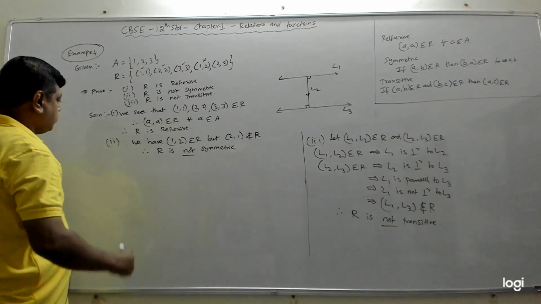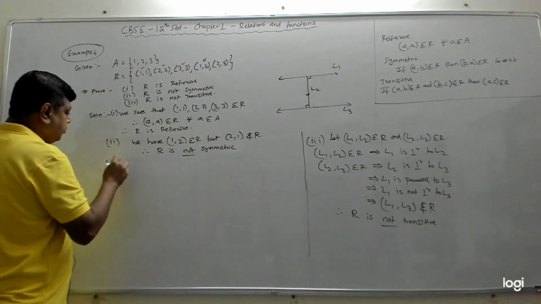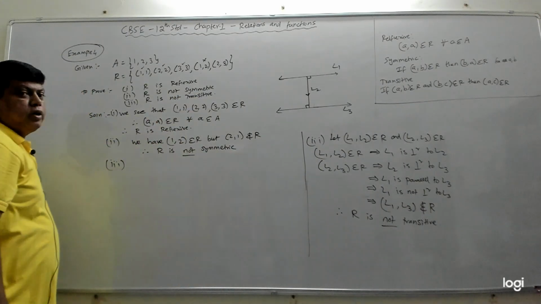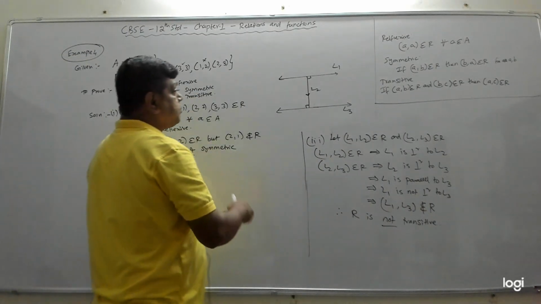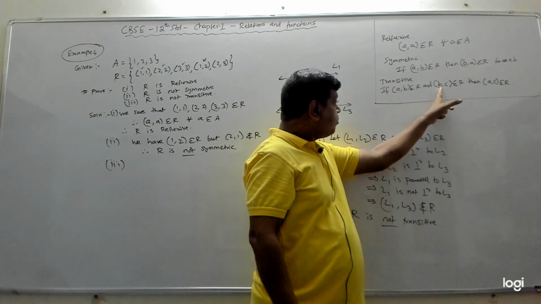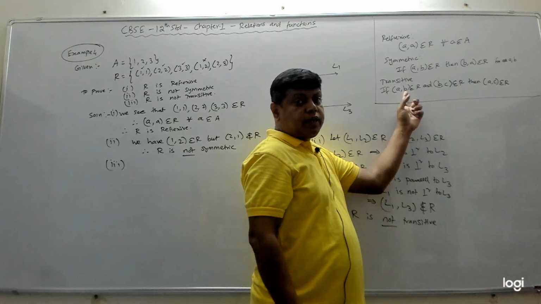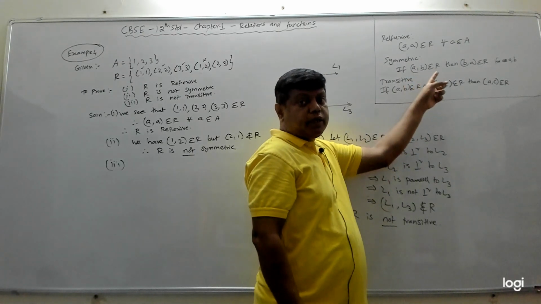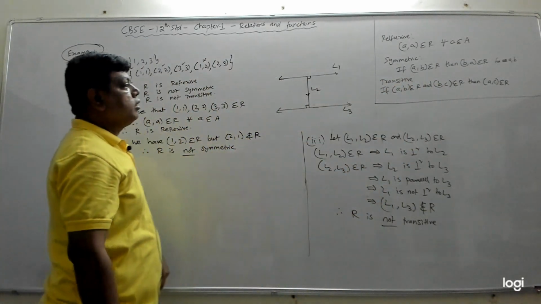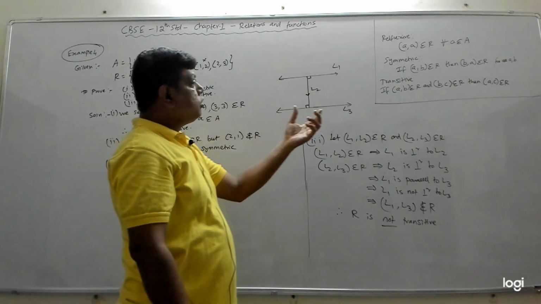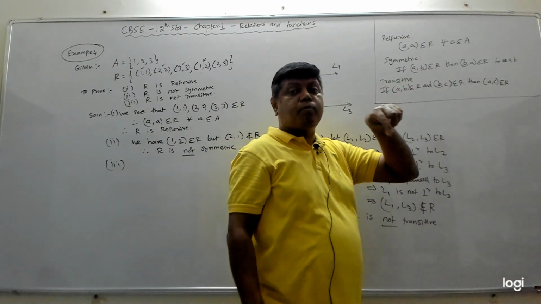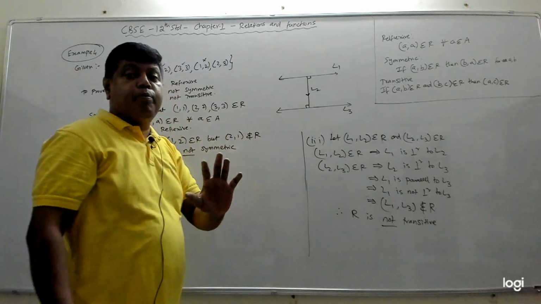Fine. Now the next one, which is the third one. Third one is we should prove that it is not transitive, which means we should take two elements such as A comma B, and the second element should start from B, where the first element is ending. Then another element C, then A comma C should belong to R. To prove that it is not transitive, we should show that if A comma B belongs to R and B comma C belongs to R, then A comma C does not belong to R. Then it becomes not transitive.